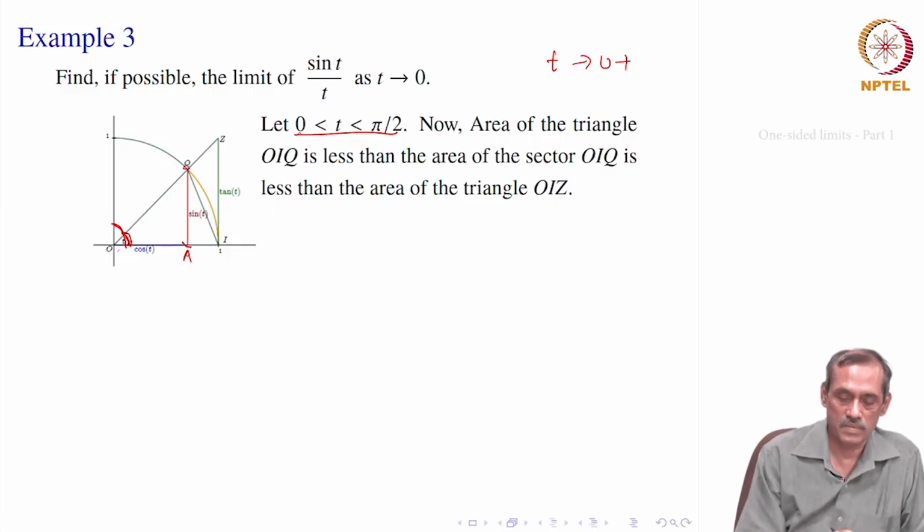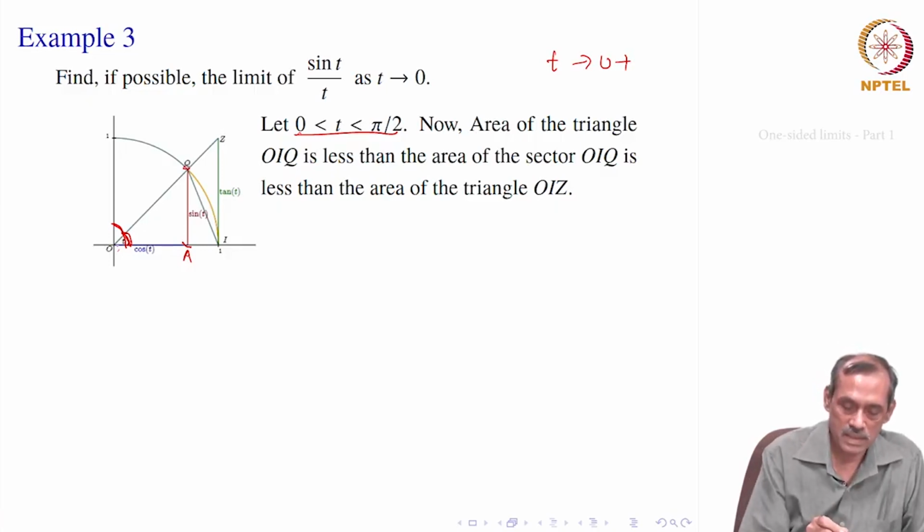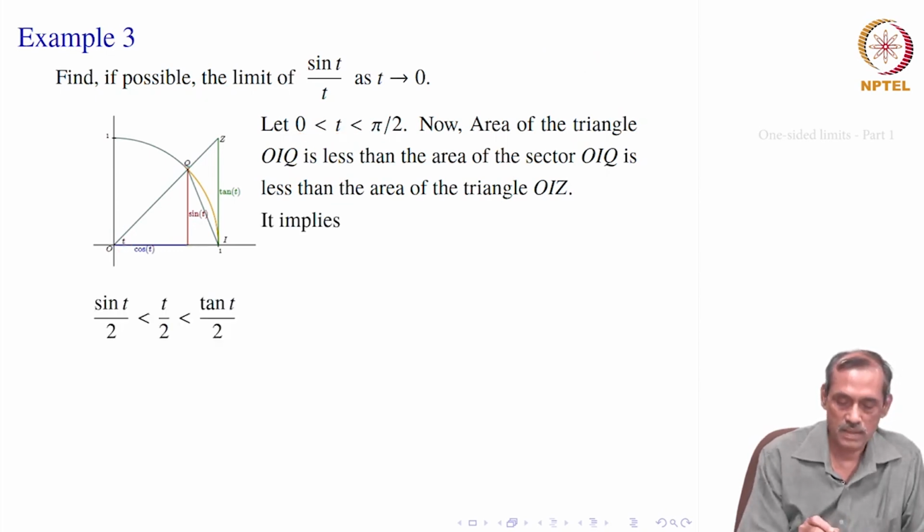Now, you can go for the formulas of the area. So, for the triangle OIQ, it is half, the base is 1 and the perpendicular is sin T. So, it is sin T by 2. Sin T by 2 is the area of the triangle OIQ.